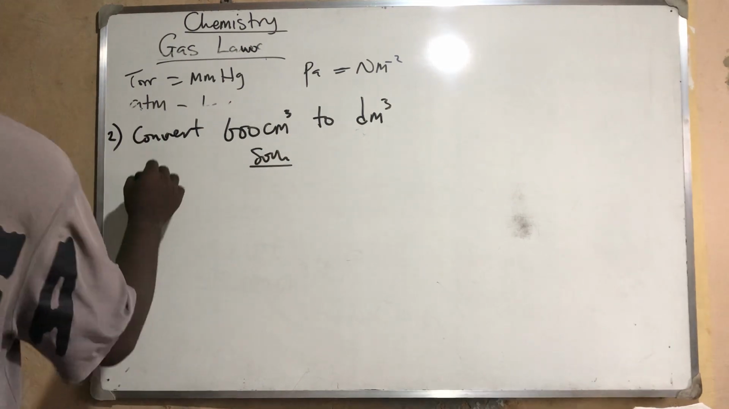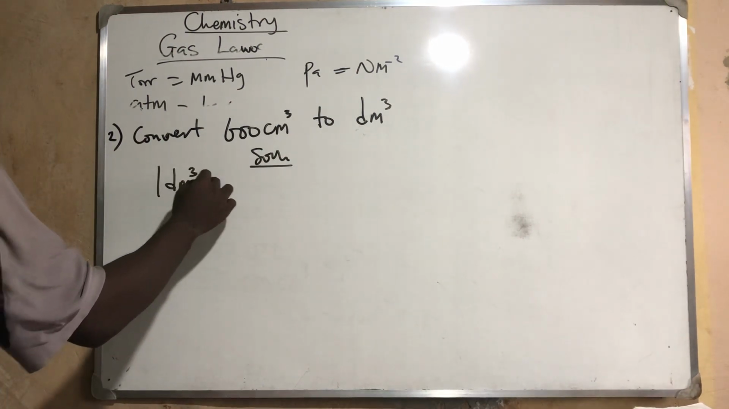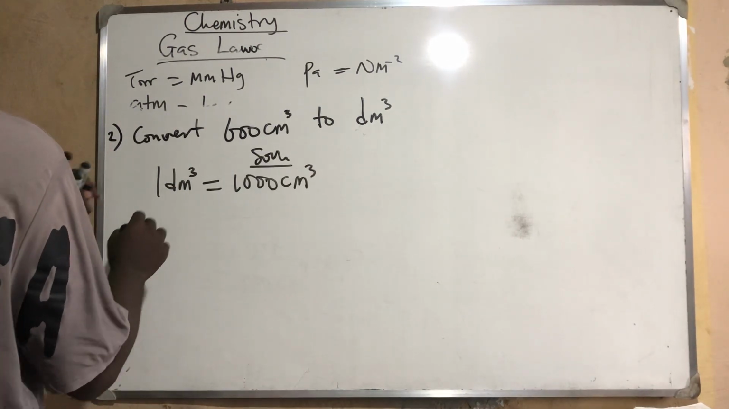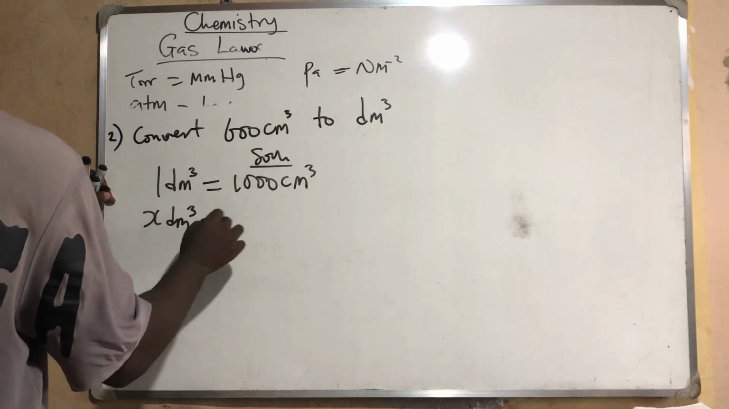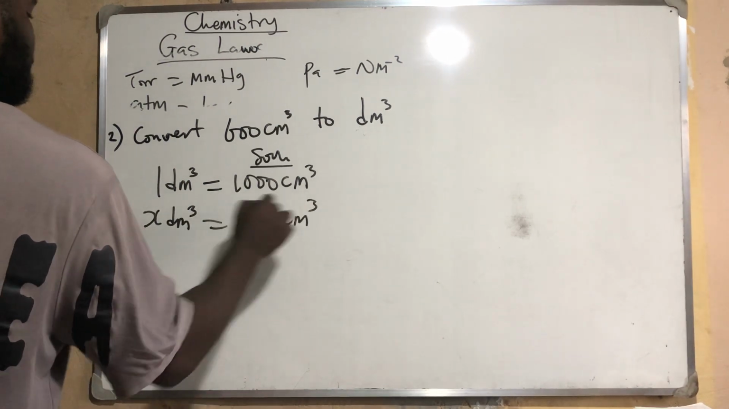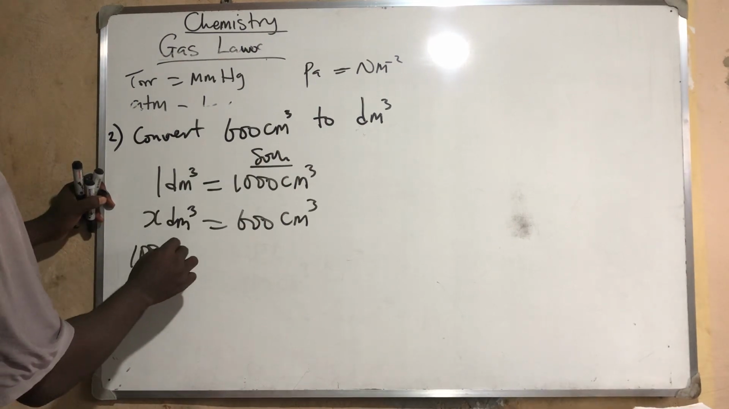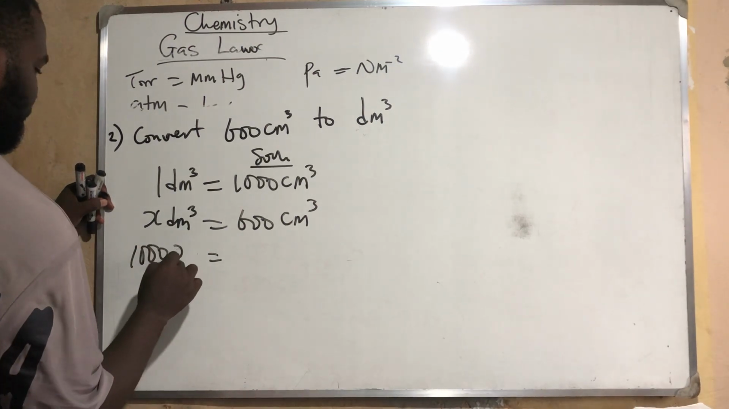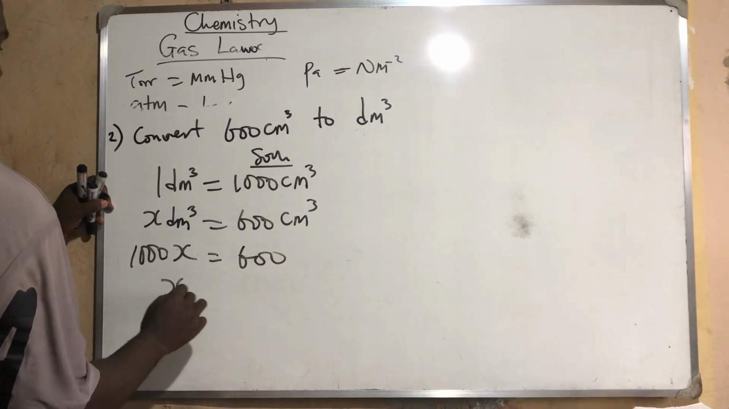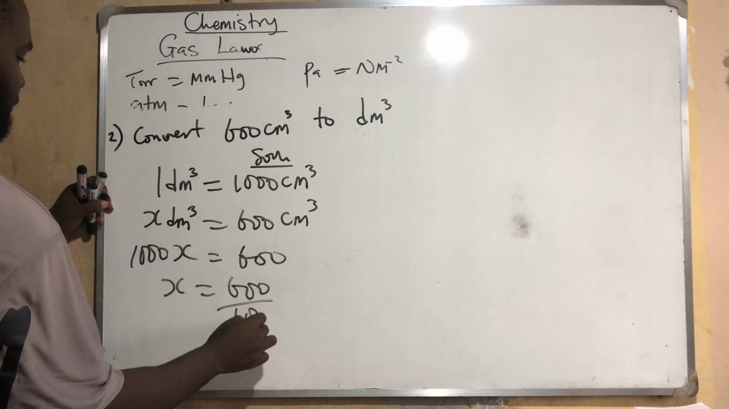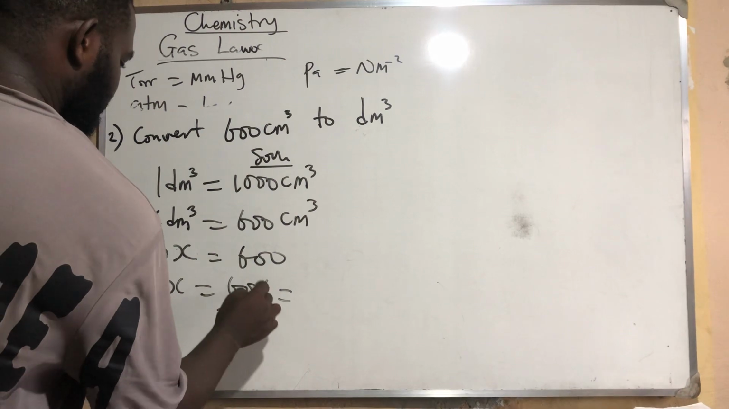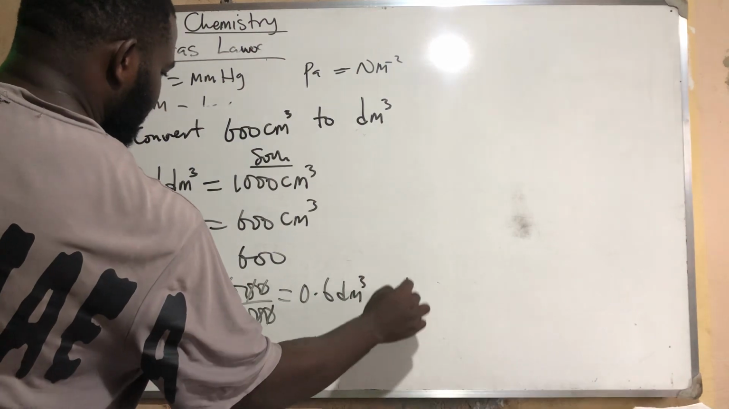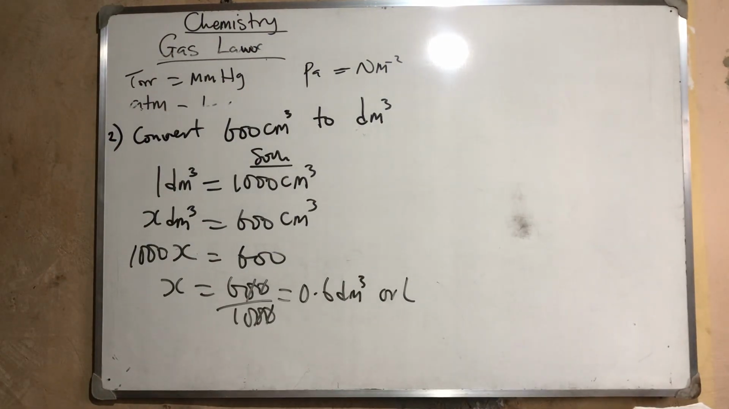Solution: you still tell them that 1 dm cube or 1 liter is the same as 1000 cm cube. So therefore, what do we now have? X dm cube that I'm looking for is equal to 600 cm cube. So if you cross multiply, you have 1000x is equal to 600. So therefore my x will now be 600 divided by 1000, which will give you 0.6 dm cube, or liters. Okay, so that is that for volume.